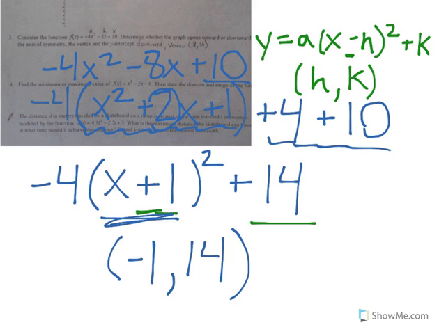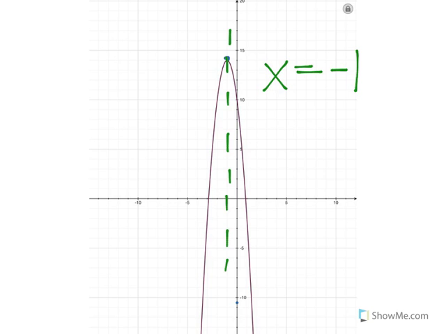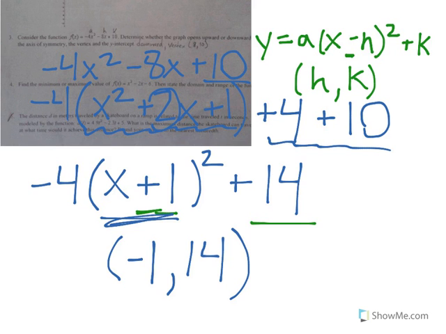What else were you being asked? Determine whether the graph opens upward or downward. Well, you can see from the graph that it opens down, but the easy way to tell that from the function is from that a value. If a is negative, then it's going to open down. If a is positive, then it's going to open up. The axis of symmetry, we did that. The vertex, we did that.